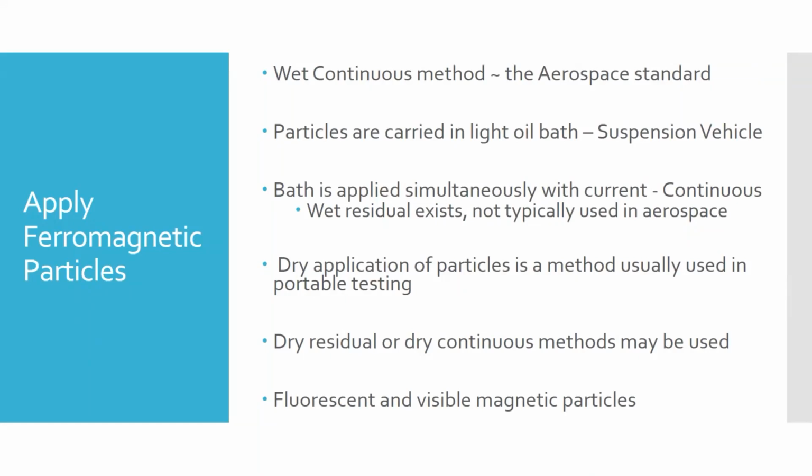And then dry particle testing for portable. Dry can be residual or dry can be continuous as well. Dry residual is you hit the part with the probes or the yoke, you magnetize it, you remove that current, and then the particles, which are almost a dust, are applied with a little puffer. It's like a little bulb that you can squeeze and it blows out little puffs of this dry particle stuff. Or continuous is you're running the current while you're puffing the particles on at the same time.